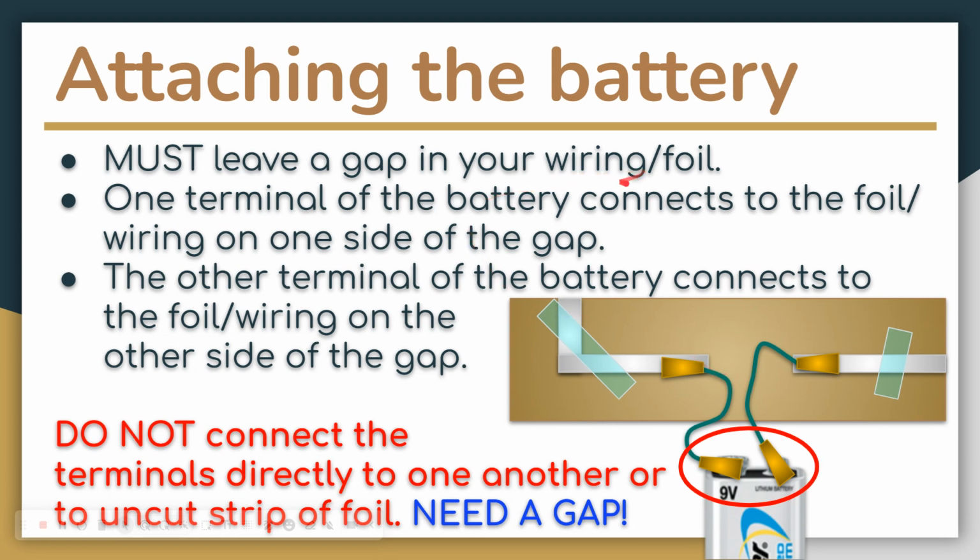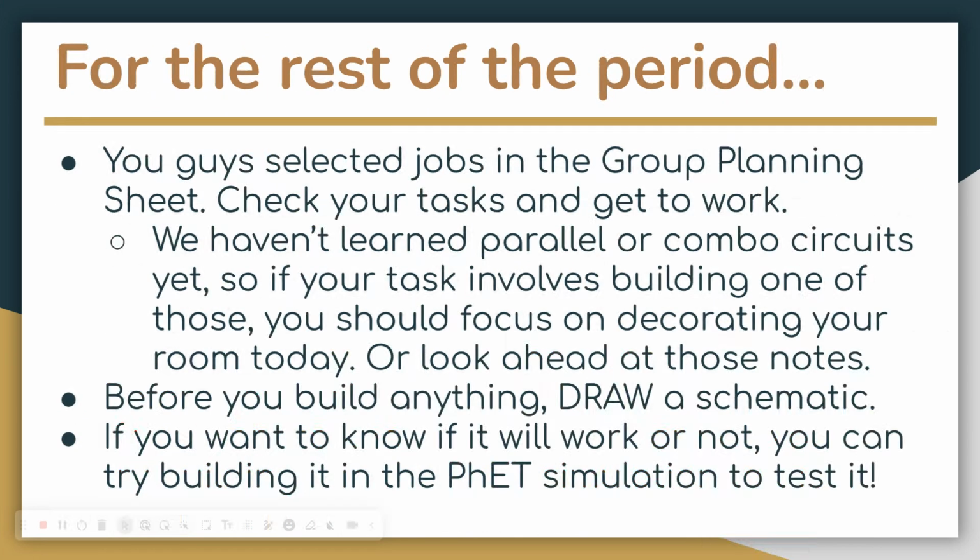Leave a gap in your foil so that your battery can connect to either side. One terminal will connect to one side of the gap, the other terminal to the other side of your gap. Do not connect it directly. Don't just stick the battery on the foil. Don't do it. Okay, that's how you get a hot battery, and that's how you don't light your lights.